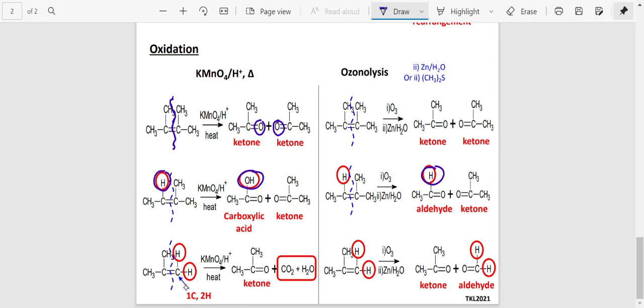If you have one carbon, two hydrogen for hot acidified permanganate, then your product will change to CO2 and H2O. But if this is an ozonolysis process, then your H remains the same. It will produce aldehyde. So that's all for the mind map of alkene.